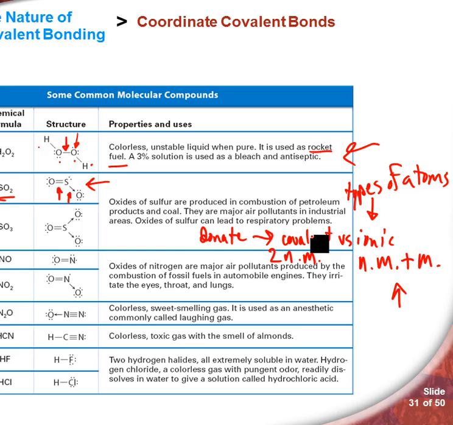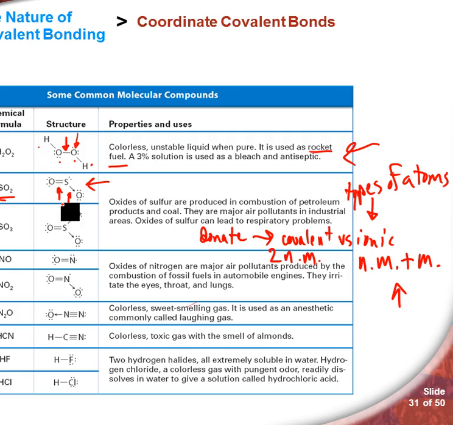Yes, Haley. So the arrow will point from the one that donates to the one that receives. So does that answer your question? Okay. So it does matter. And you will usually figure out which one donated by looking at the Lewis dot structure, the structure that we draw with the dots. Yes?